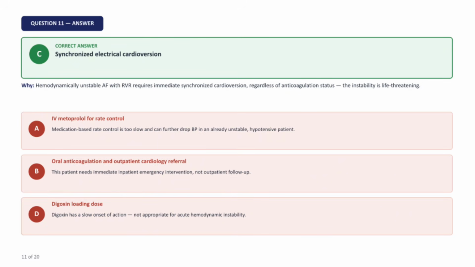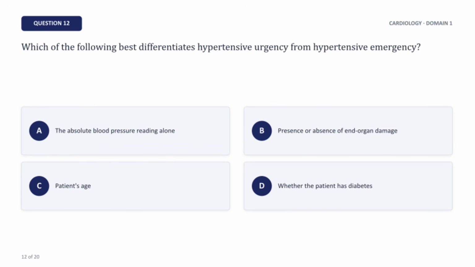Medication-based rate control is too slow and can further drop BP in an already unstable hypotensive patient. Why isn't B correct? This patient needs immediate inpatient emergency intervention, not outpatient follow-up. Why isn't D correct? Digoxin has a slow onset of action, not appropriate for acute hemodynamic instability. Let's move on to our next question.